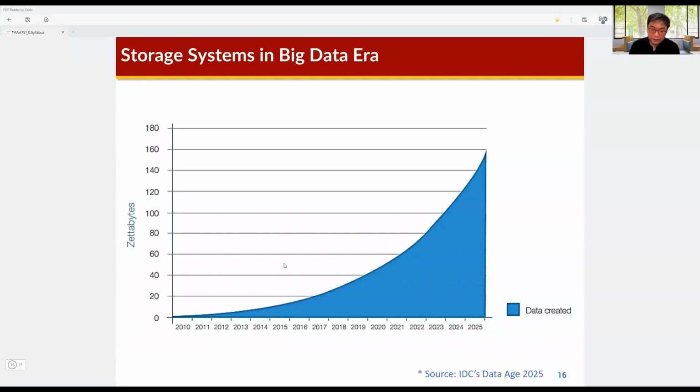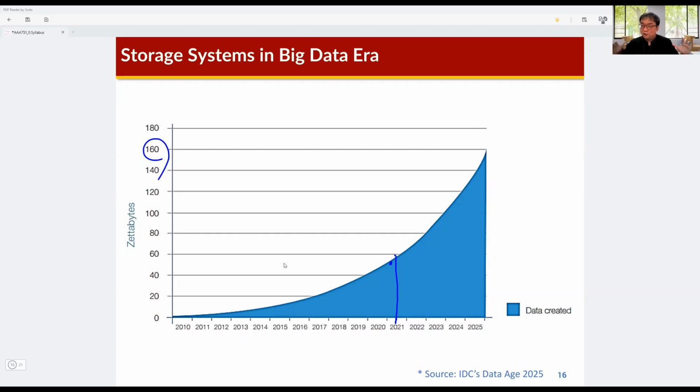Okay. Also, this graph shows the amount of created data every year, and we are here at about 60 zettabytes, but in 5 years it will become 160 zettabytes. It's very large. We don't know much about the zetta. It's tera, peta, and maybe zetta. So that means a large amount of data is created every day.